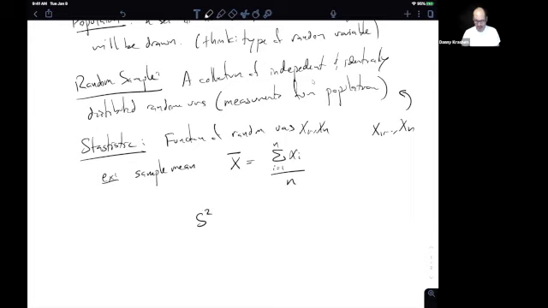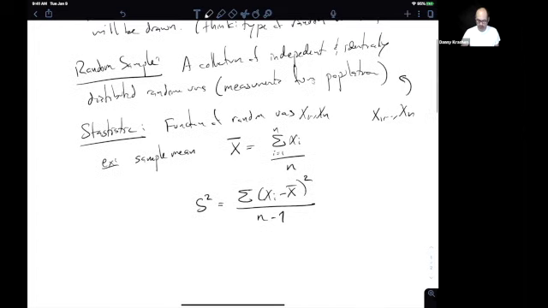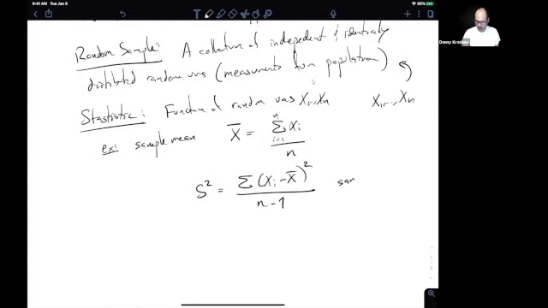Here's another useful random variable. The sample variance is defined to be the sum of your random variables minus the mean. Now, the mean is not a number here. We should be careful. This is a random variable, right? Squared, excuse me, divided by n minus 1. Okay. Notice n minus 1 and not n. This is just the definition of the sample variance.